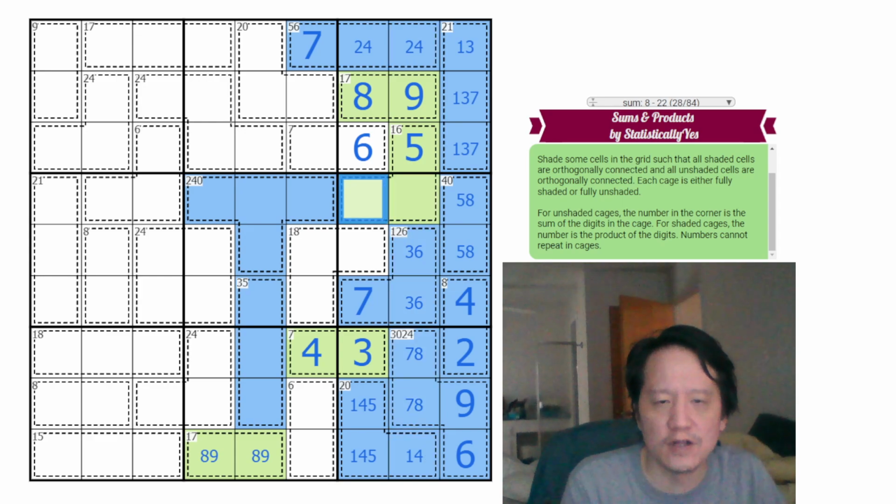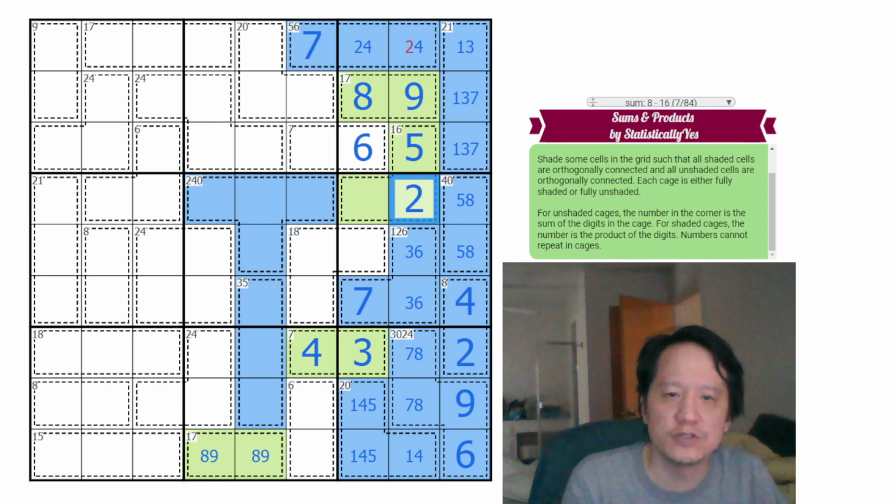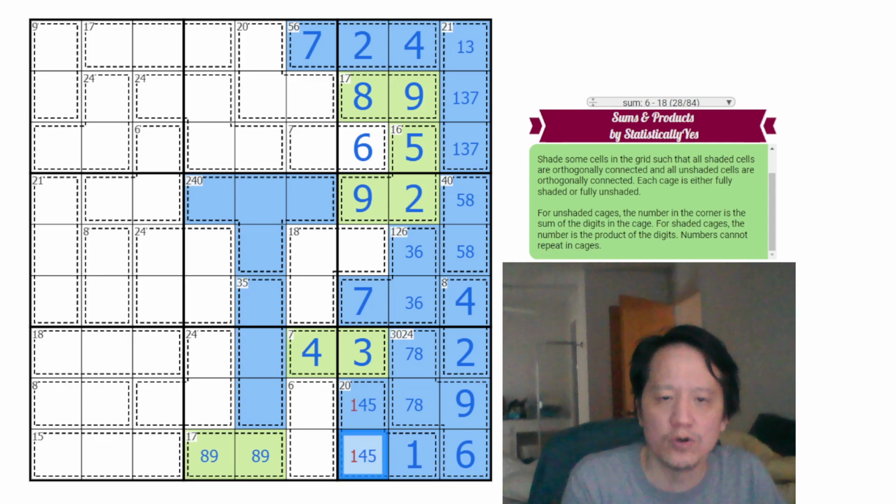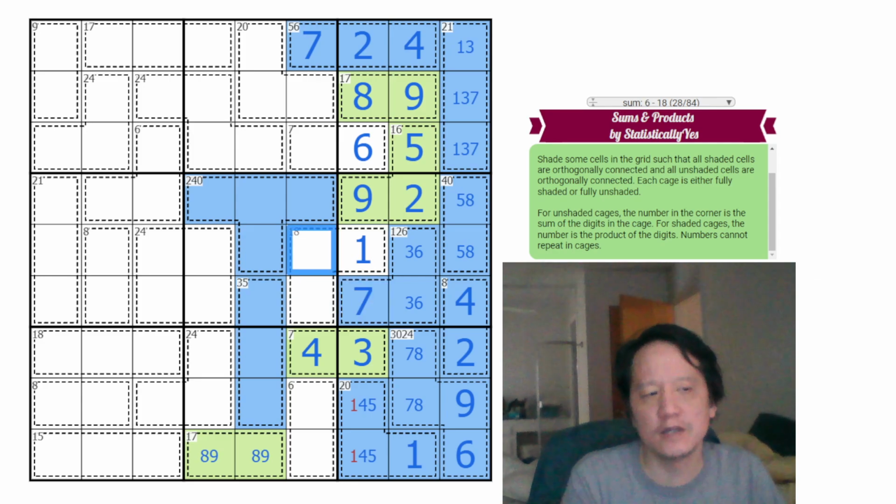This is 11, so this cannot be 1. So this could be 2 and 4. Can't be 4, so this has to be 2 and 9. This is 4, 2, 4, 5. So this is 8, 9, 3, 6.